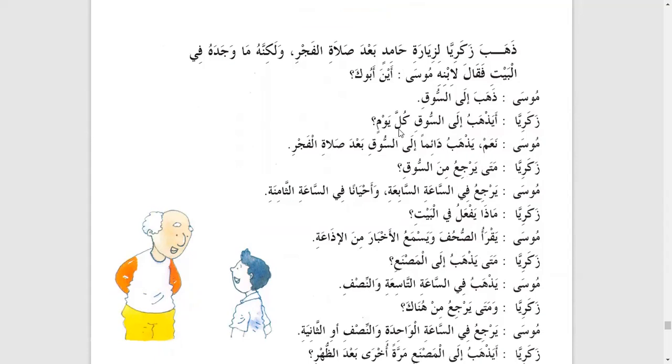Kulla yawmin, why is it mansub? Because kulla yawmin is maf'ul fihi. As we discussed, maf'ul bihi means where the action takes place, but maf'ul fihi is when we talk about the time. So kulla yawmin is time, kulla sanatin, so that's why it is mansub. Kulla is also used as mudaf, so that's why yawmin is mudaf ilayh.